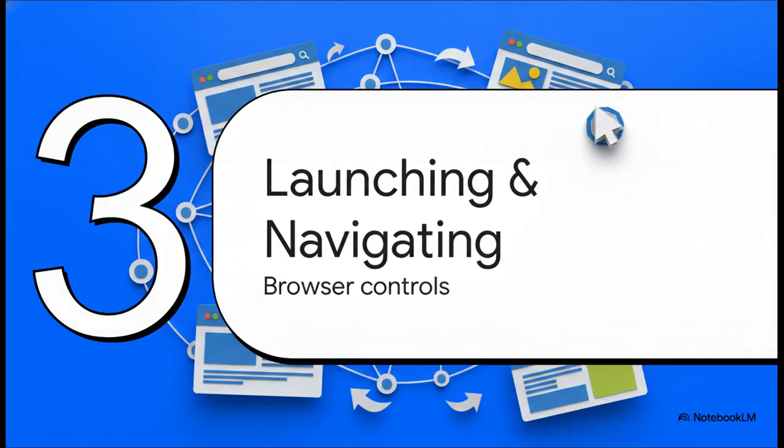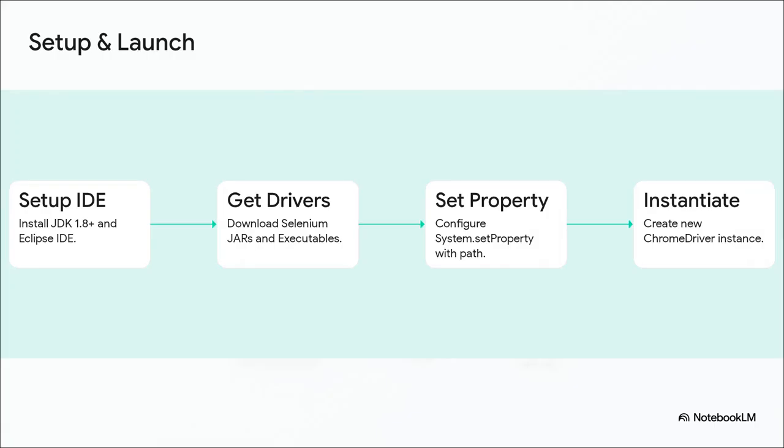All right, part three, launching and navigating browsers. Traditionally, setting up a Java project follows this exact pipeline. First, you need your Java Development Kit, plus an IDE like Eclipse. Then, you've got to go download the Selenium jar files and those specific driver executables we just talked about. And before you even think about launching, you'd have to use System.setProperty to tell your script exactly where, say, chromedriver.exe is hiding on your hard drive.